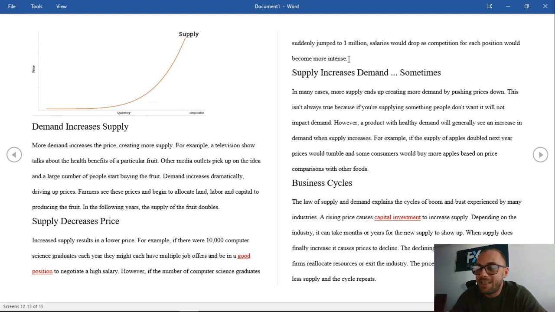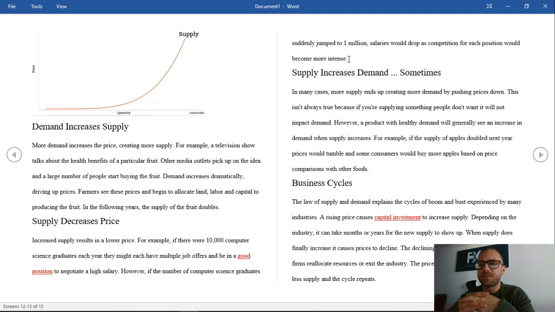Supply increases demand sometimes, and why sometimes we'll be seeing exactly afterwards. In many cases, more supply ends up creating more demand, of course, by pushing prices down. This isn't always true because if you're supplying something people don't want, it will not impact demand at all. However, a product with healthy demand will generally see an increase in demand when supply increases.